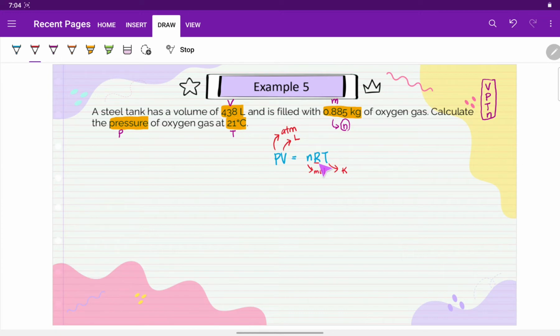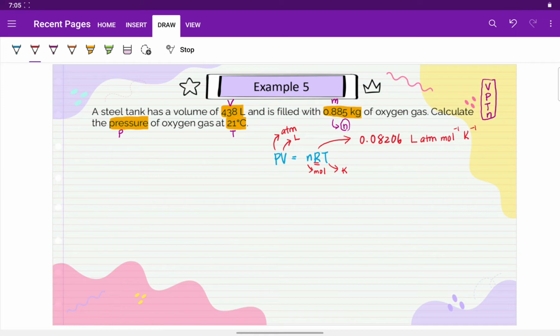This is due to the gas constant dekat sini. Okay, yang mana nilai gas constant yang kita akan gunakan dekat sini adalah 0.08206, yang mana unit dia akan jadi liter atm per mol per Kelvin. So that's why the 4 variables over here mesti correspond to the unit of the gas constant. Okay, peringatan sekali lagi, tolong pilih gas constant yang bersesuaian.